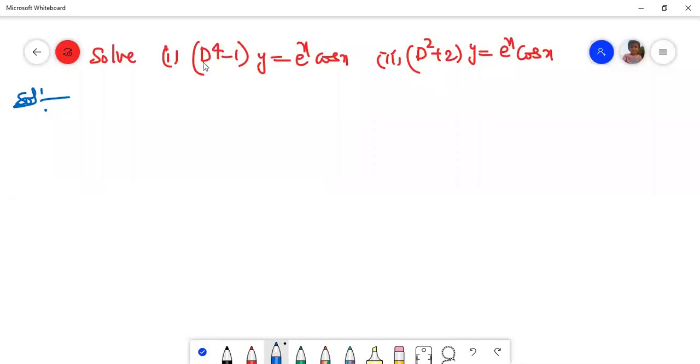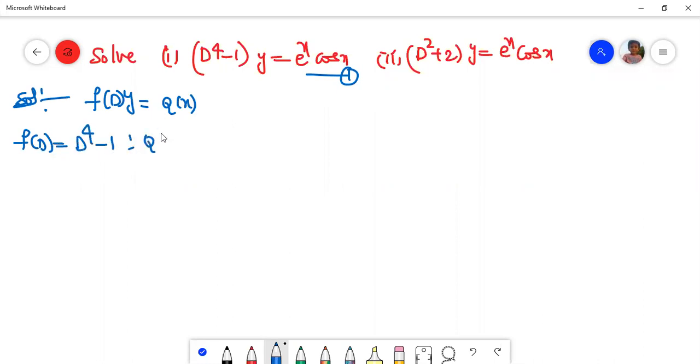First, we can take the problem D power 4 minus 1 into y is equal to e power x into cos x. Let it be equation 1. Equation 1 is in the form of f of D into y is equal to Q of x. Here f of D is equal to D power 4 minus 1, and Q of x is equal to e power x into cos x. This is in the form of e power ax into v, where v is the cos x function.